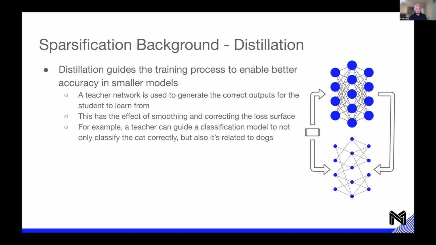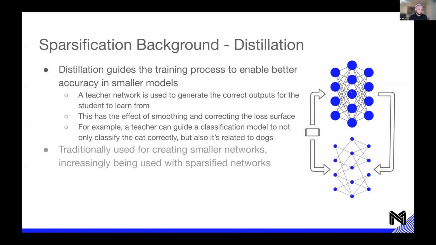So rather than just telling the model that we're trying to train that this is not a cat, we can also tell it that it is visually similar to a dog, and therefore learn some more information and converge hopefully closer to the accuracy of that teacher, because since that model's larger, it's going to have a higher accuracy. It's traditionally used for creating smaller networks, meaning that it's getting rid of layers or channels. So you can think of getting rid of 3 of these channels and you have a much smaller network. But it's increasingly being used as sparsified networks with quite a bit of success.